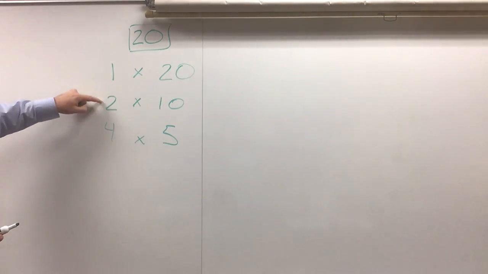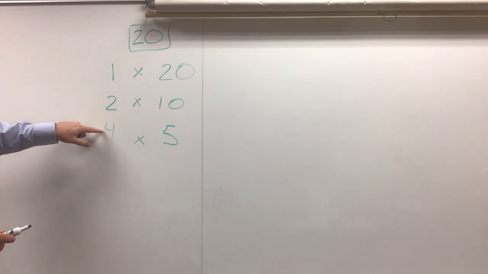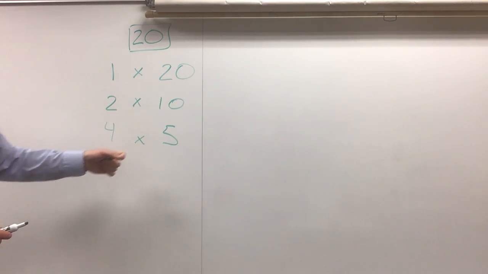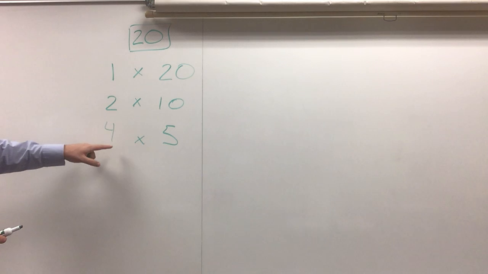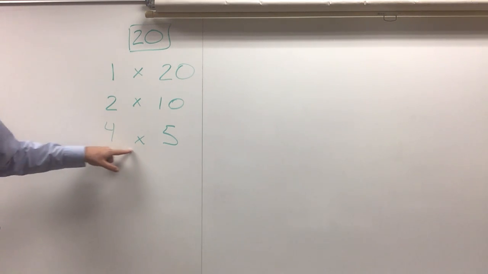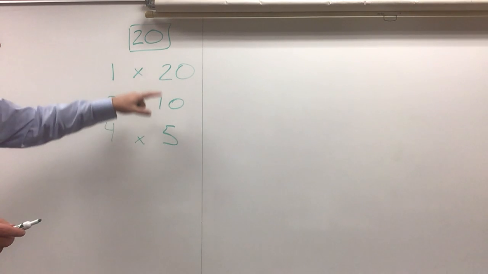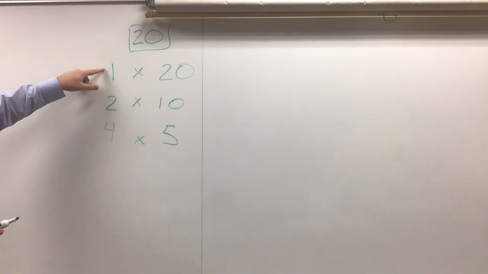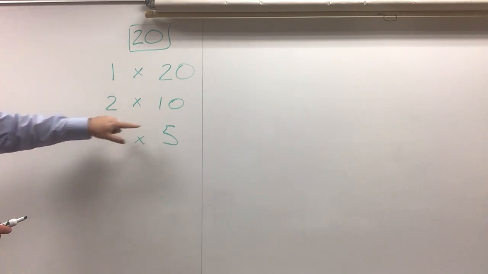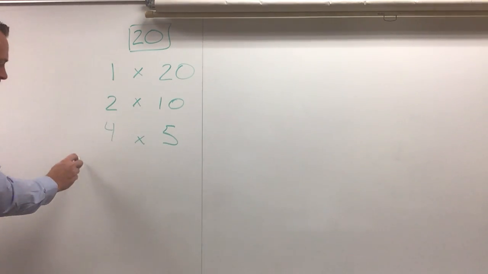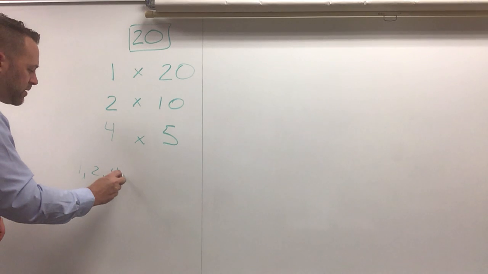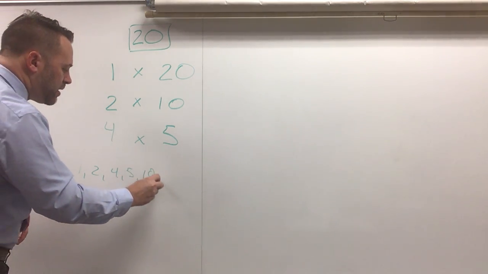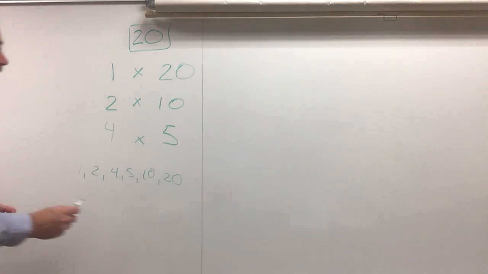So I have 1, I have 2, I have 4. Well, I know 5 works, it's already there. If you look, guys, there's nothing in between 4 and 5, is there? So that actually means we have all the factors because there's nothing left, okay? So 1, 2, 4, 5, 10, and 20, if I make a list. Those are all the factors.